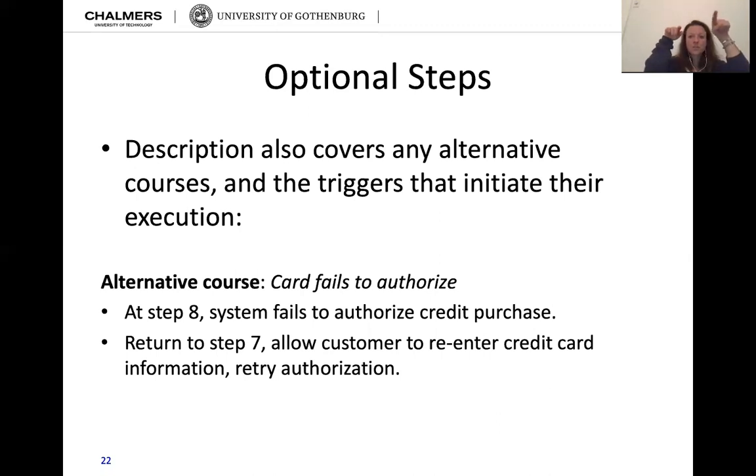So here was your successful path of the credit card gets authorized, and here was the branch of you got to go back to step 7 and re-enter the credit card or do something else, and then you hopefully get to the same outcome.